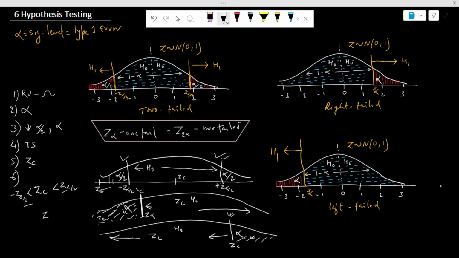Similarly, in a left tail test, if our calculated Z score lies between Z alpha to plus infinity, then in that case we fail to reject the null. And if the calculated Z score lies away from this interval, then we reject the null. Similarly, for the right tail test, if our calculated Z score lies from minus infinity to Z alpha, then in that case we fail to reject the null. And if our calculated Z score lies away from this interval, then we reject the null and we accept the alternative hypothesis.